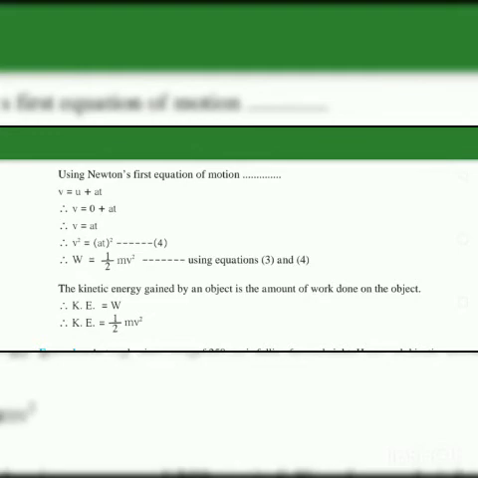So what will we get? W is equal to half mv square. As we have the equation W is equal to half m (at) whole square, and we have the value of (at) square as v square in equation number 4, so using equations 3 and 4, W is equal to half mv square. The kinetic energy gained by an object is the amount of work done on the object. Therefore, kinetic energy is equal to W, and therefore kinetic energy is equal to half mv square. This is a very important formula. Note it down, learn it, and never forget it.